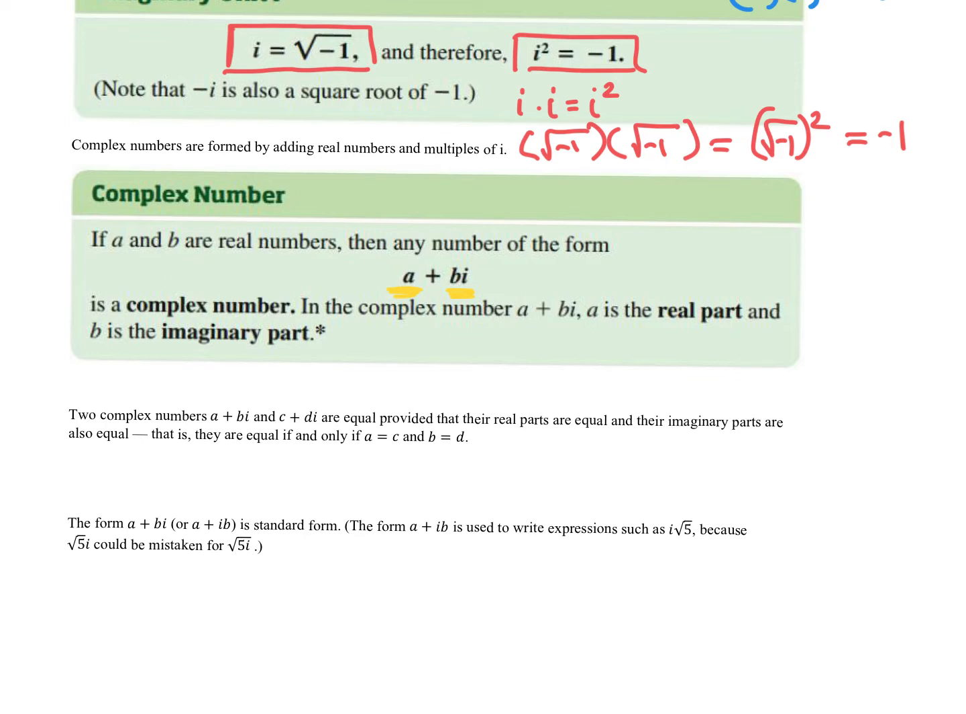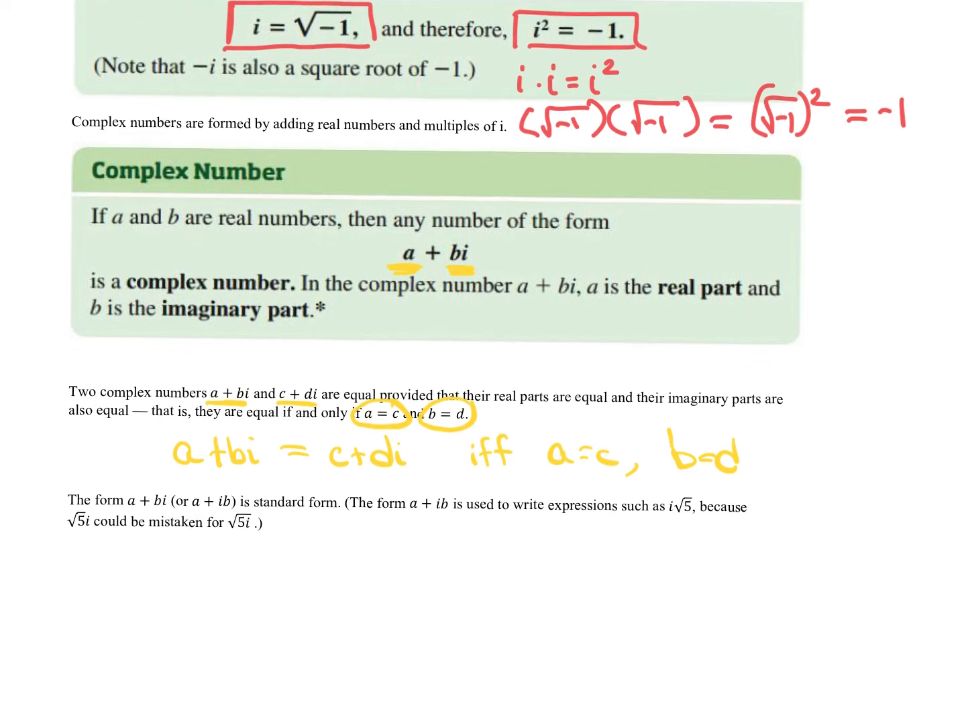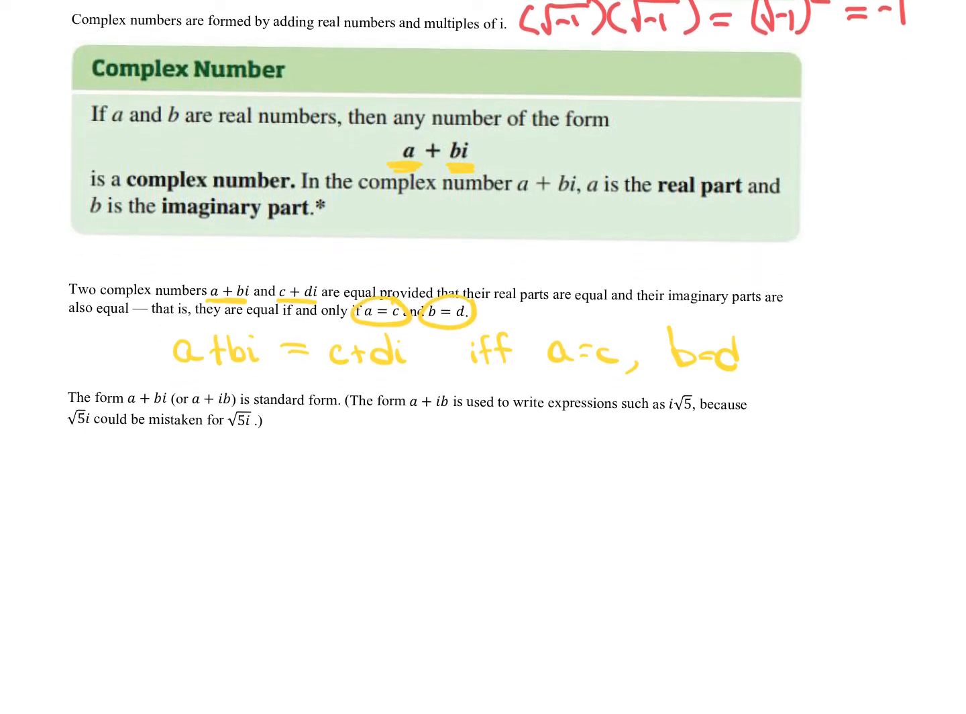So complex numbers are equivalent if and only if this happens. So if I have a plus bi and c plus di, those two things, a plus bi equals c plus di, iff means if and only if. a has to equal c and b has to equal d. We often write imaginary numbers in what we call standard form. Standard form is a plus bi.